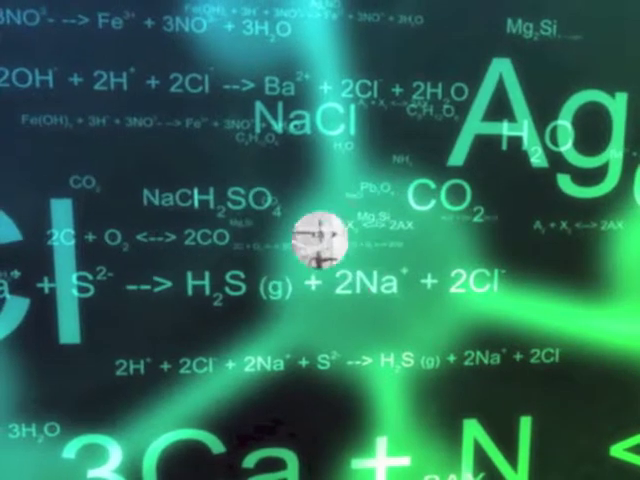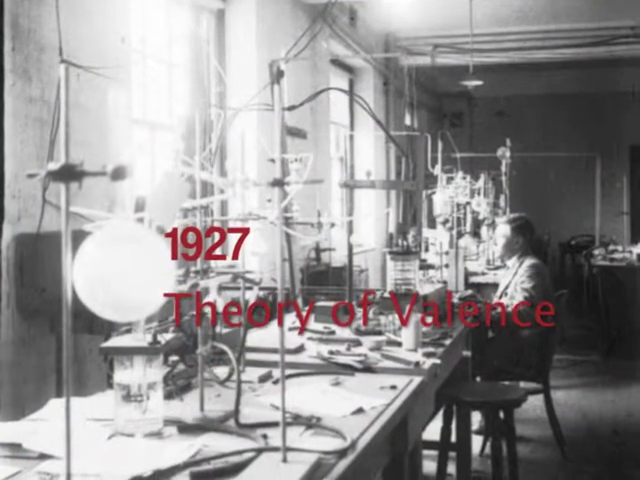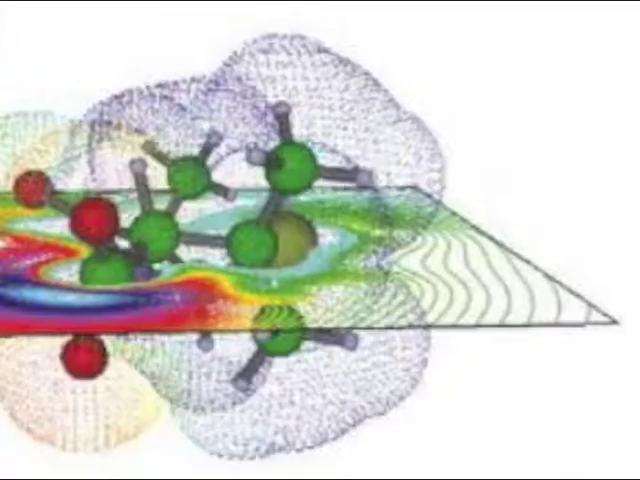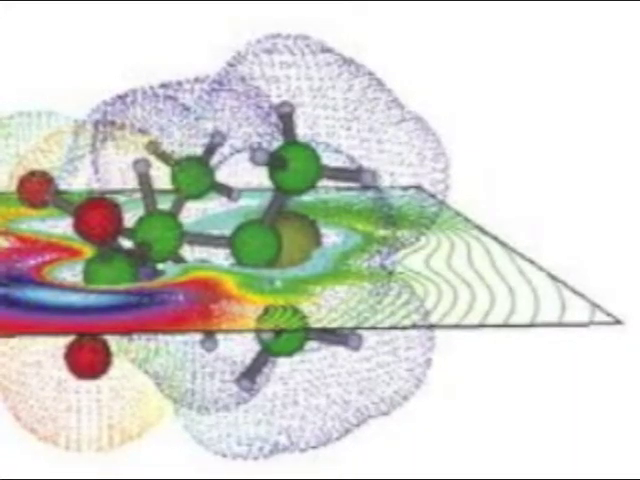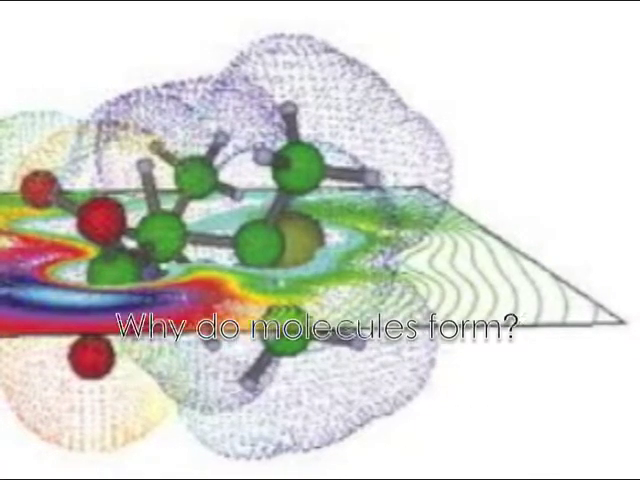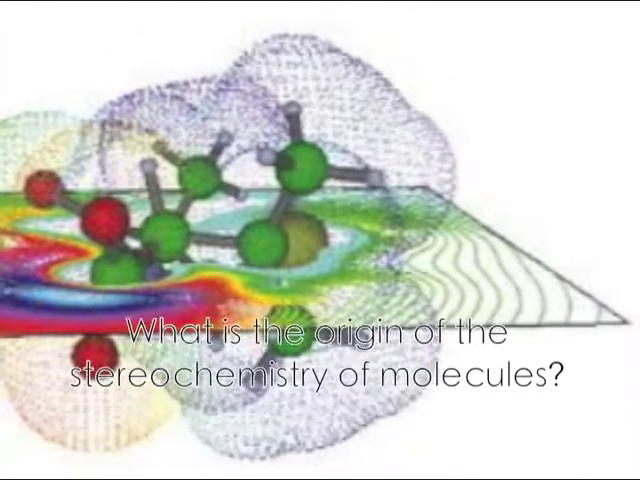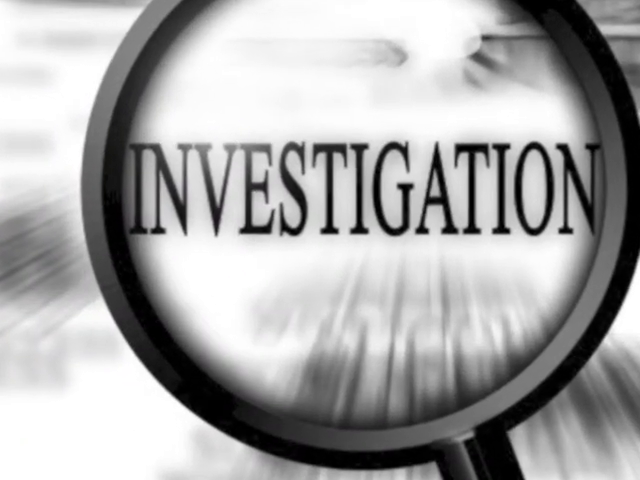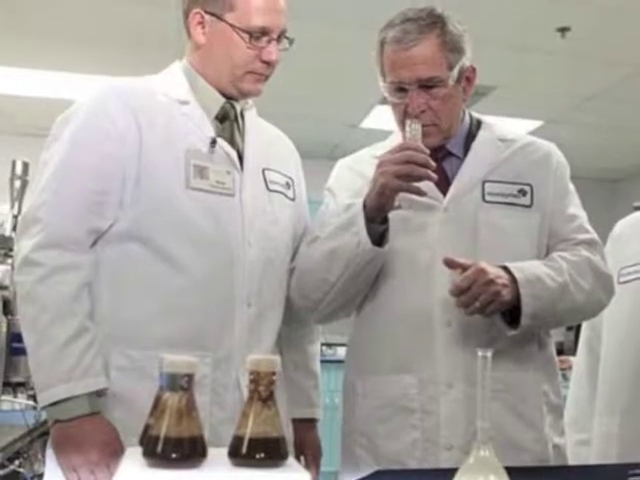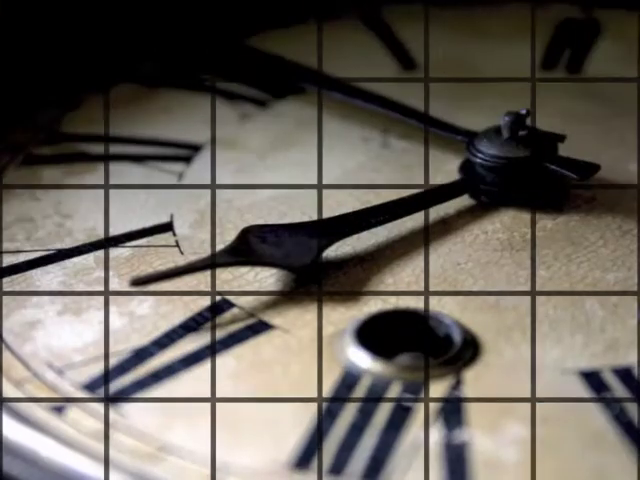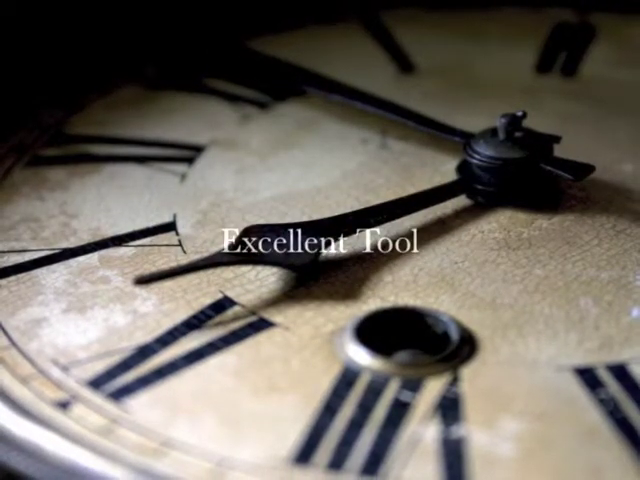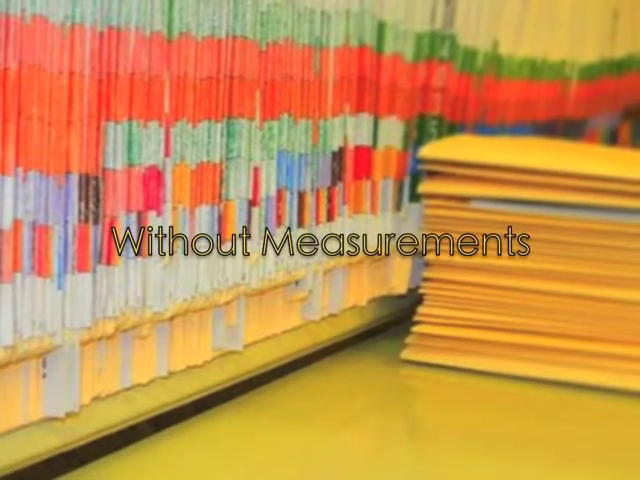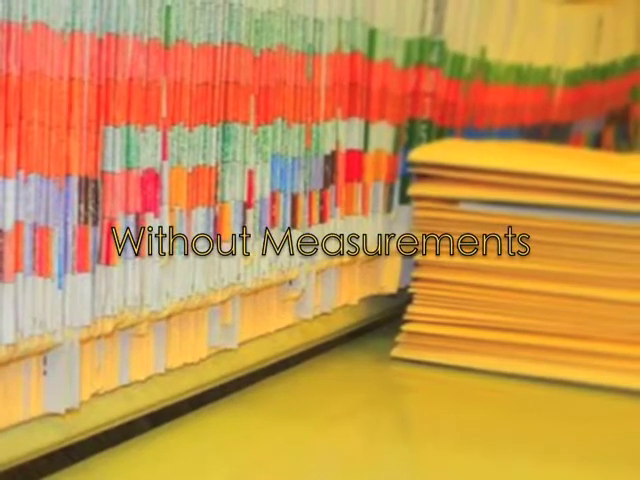and so on. In the year of 1927, quantum chemistry was still called theory of valence. It once included some very fundamental problems, like why do molecules form, and what is the origin of the stereochemistry of molecules. The investigative process of trying to solve them finally formed quantum chemistry. Through the passing time, it became an excellent tool in different branches of chemistry. It is also used to obtain information without direct measurements.